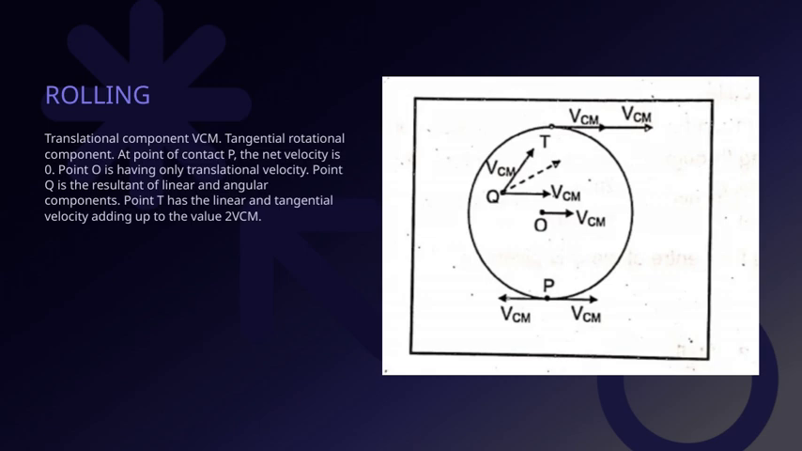This highlights how, in rolling motion, the velocities at different points on the object vary, but the relationship between them helps us understand the overall movement pattern. Understanding these components and their interactions is crucial for grasping the mechanics behind rolling motion, which ties directly into the broader concepts of kinematics and dynamics we've been discussing.